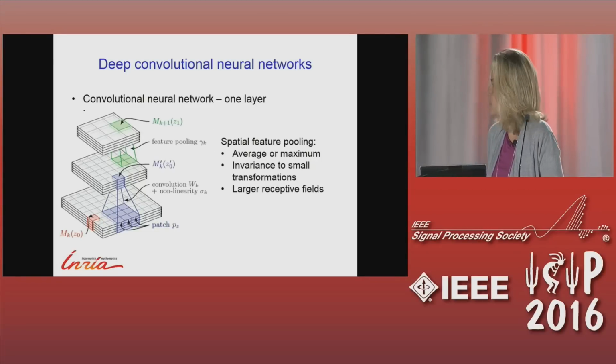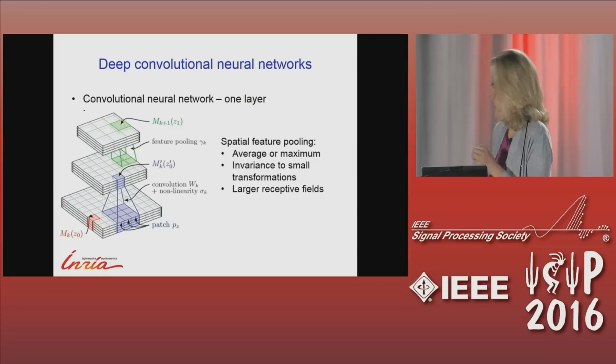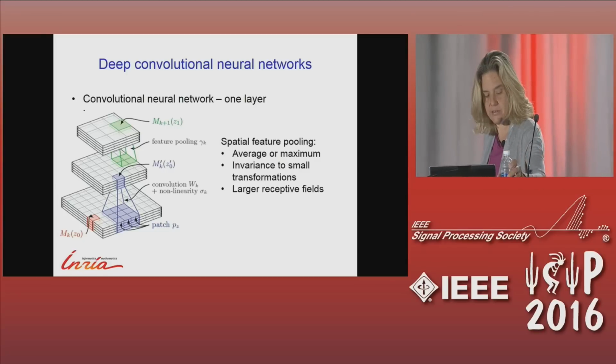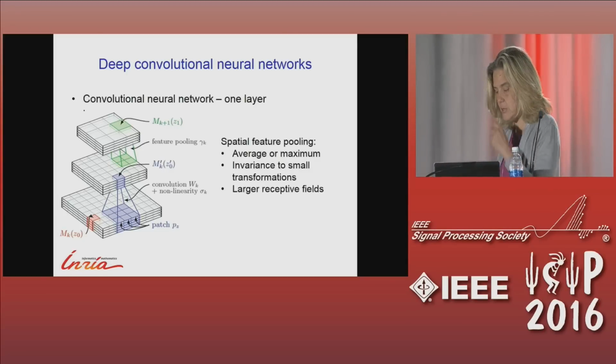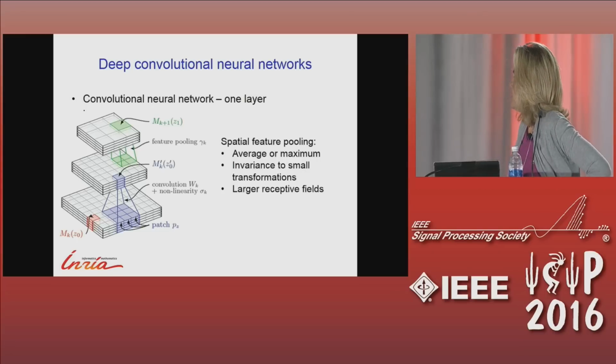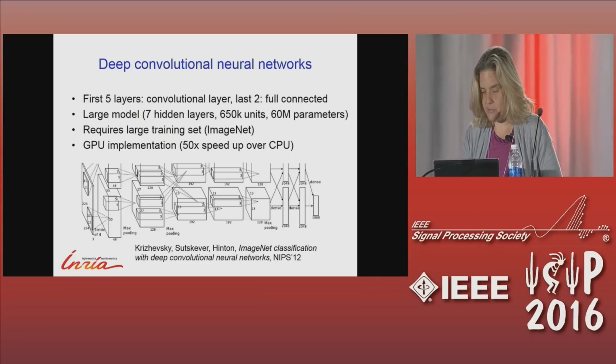Okay, and then the last step is max pooling. So you can do average or max pooling. This makes the network invariant to small transformations. So basically, if you have a small shift, this pooling operation makes the network invariant to these shifts. And this allows us to construct larger and larger receptive fields as we move up.